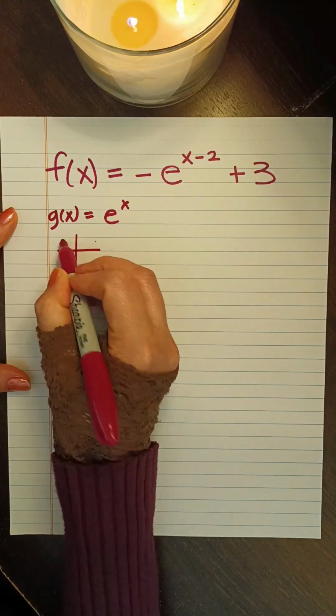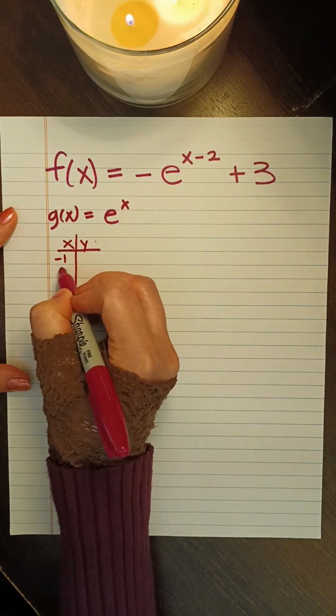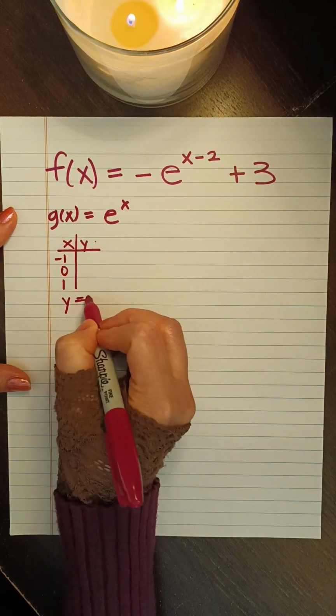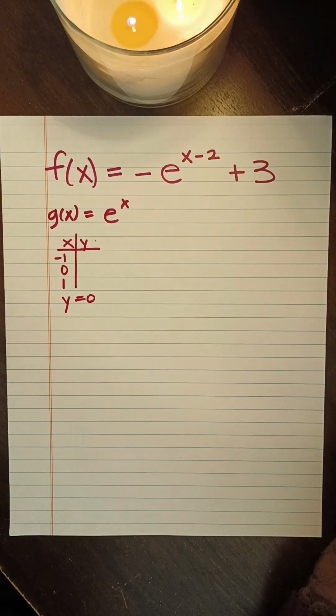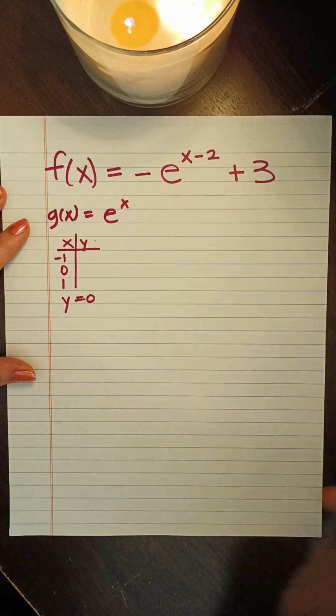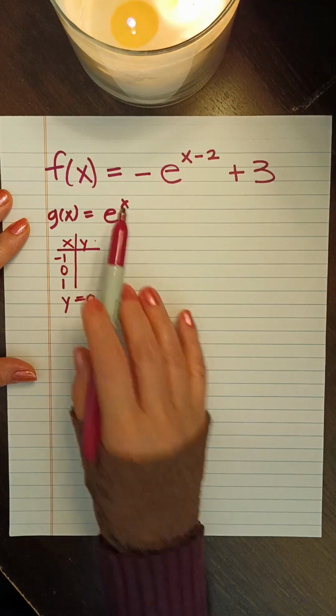Then you want to next identify some key points. I just choose negative 1, 0, and 1 because they're easy and small to deal with. This is what the book usually chooses. And then, of course, you have a horizontal asymptote at y equals 0. So now let's plug these into our function.